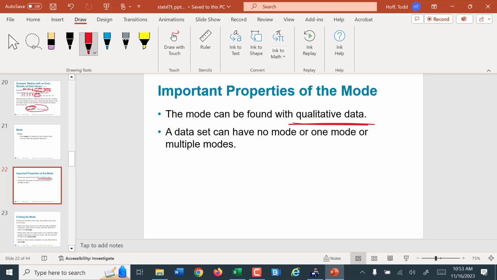If we're looking for favorite color, we ask what color was chosen the most often, or what color was chosen with the highest frequency.